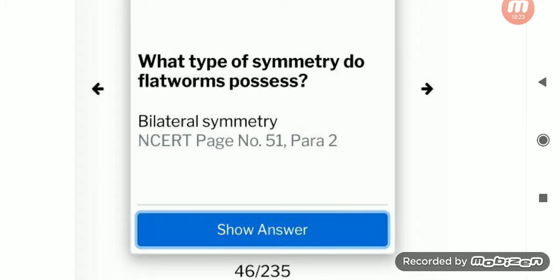What type of symmetry do flatworms possess? Bilateral symmetry.